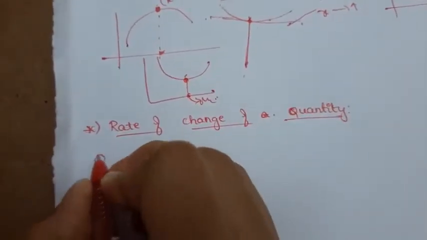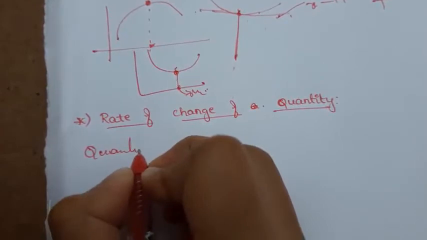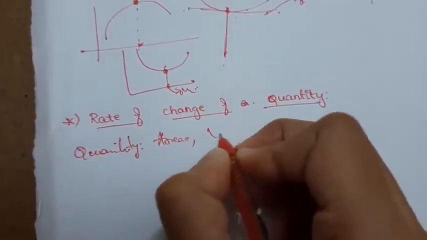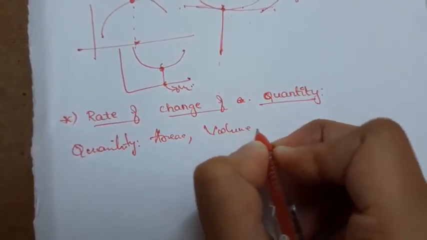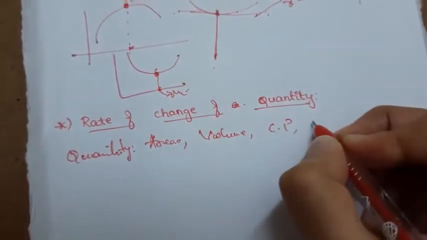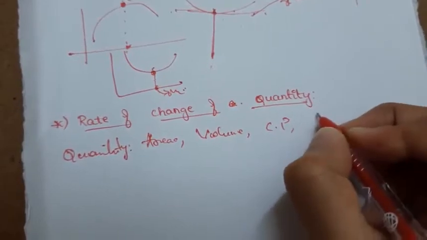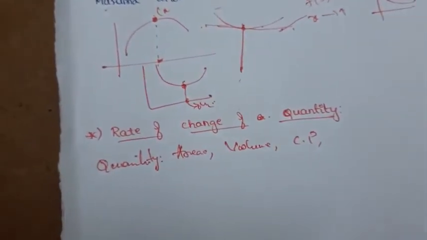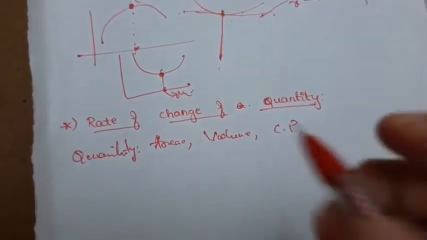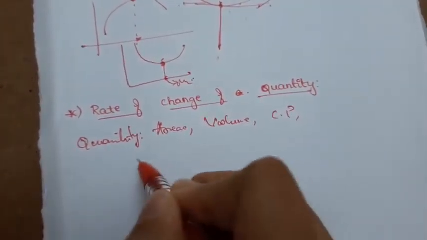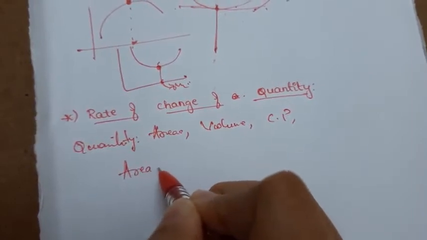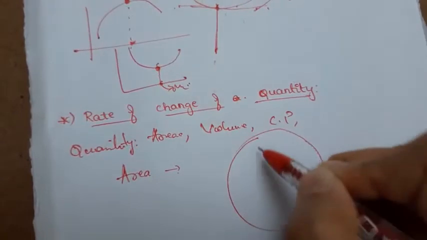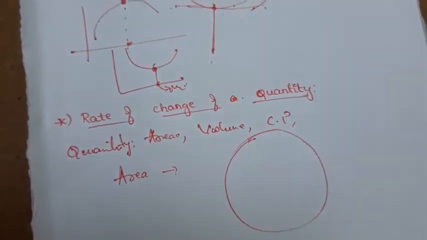So what is this quantity? I can take any quantity. The quantity might be an area, a volume, the cost price, or some surface area, whatever it might be. Quantity means I am considering any quantity here. Suppose in particular I consider area. In particular I am talking about the area of a circle. So this is a circle I have considered, and I am considering the area.